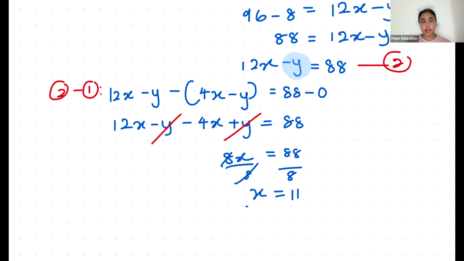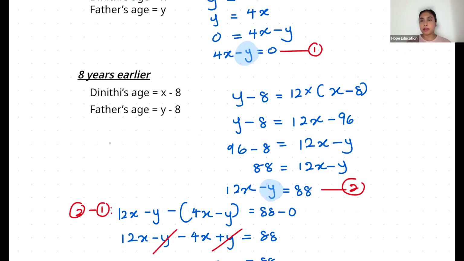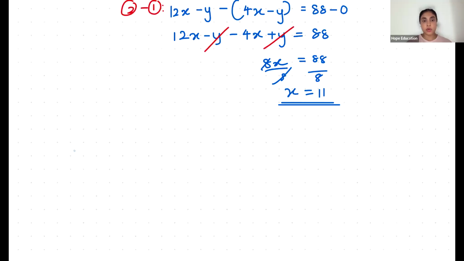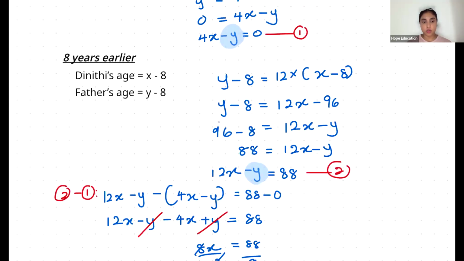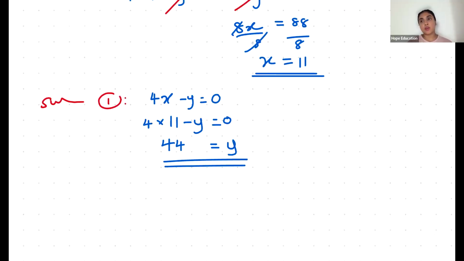So we got x, right? Now in order to find y, we have to substitute. I will substitute in equation 1 because it's very simple. Equation number 1 is 4x minus y equals 0. So 4x is 11 minus y equals 0. 4 times 11 is 44. This minus y, when I bring it to the other side, becomes plus y. So y equals 44. x equals 11 and y equals 44.